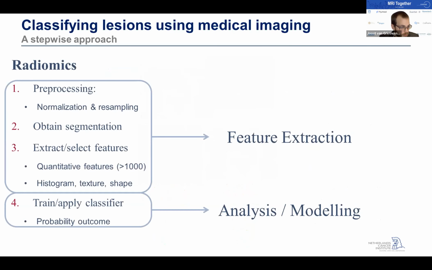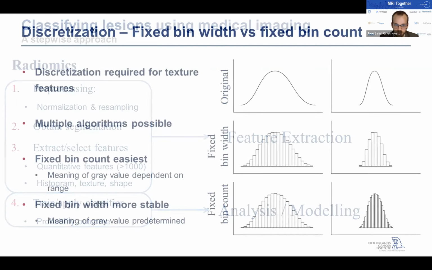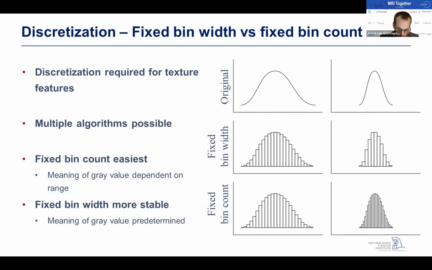This stepwise approach, if you take these first three steps, these are generally considered the feature extraction. The fourth part is the analysis and modeling, which will be a bit outside of the scope of this talk. And I'm quite sure there are many good talks about how to analyze and model this big data, but I want to focus a bit on this first part, the feature extraction. And for that, I want to start with this first part, the pre-processing.